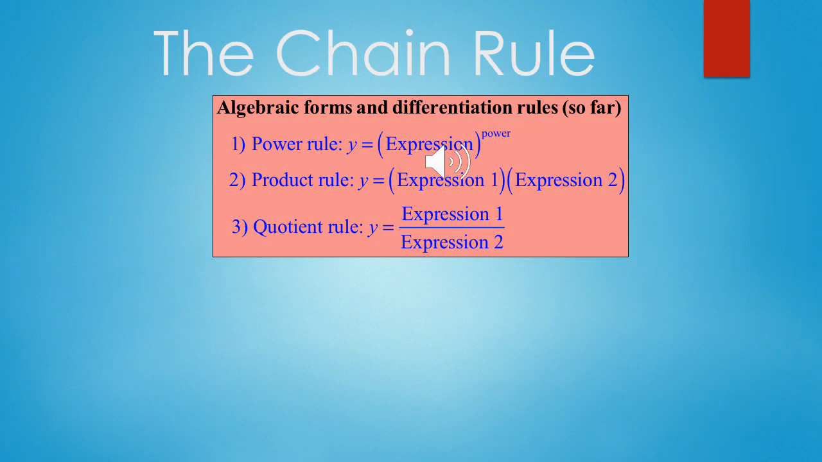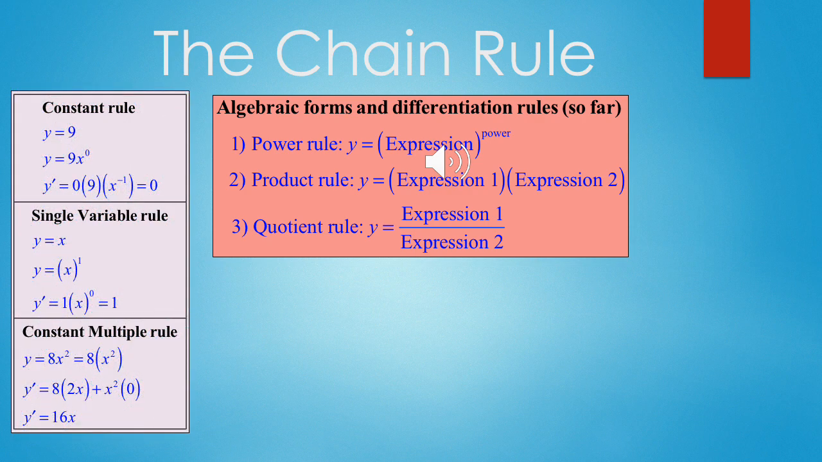At this point in the course, there are 3 algebraic forms for differentiation rules so far. Later we will develop more, but right now there are 3. We start with the power rule, which is always in the form of y is equal to some expression to a power. The product rule is in the form of y is equal to expression 1 times expression 2. And the quotient rule is in the form of a fraction, y equals expression 1 over expression 2.